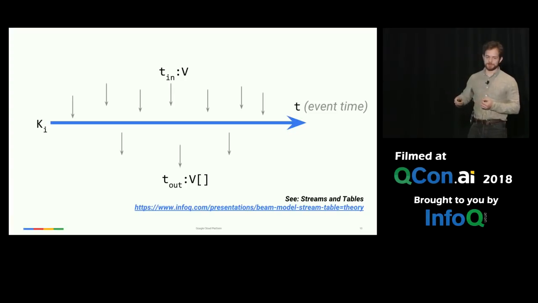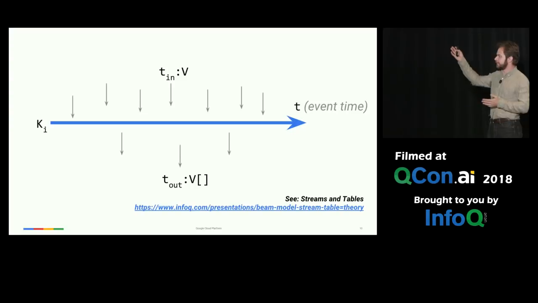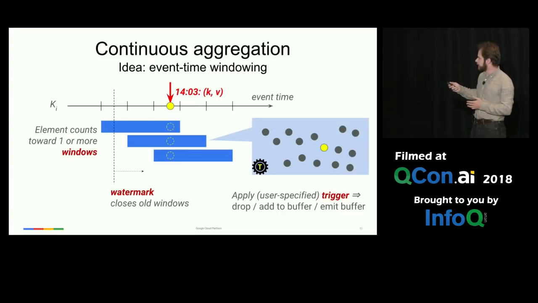A more complete formalism for this is called streams and tables. And I highly recommend this presentation, I think, by Tyler about modeling Beam in this streams and tables theory. But at a high level, we have a stream of inputs and a stream of outputs and some controlled way to decide when to emit the outputs. Let's look at this in still more detail.